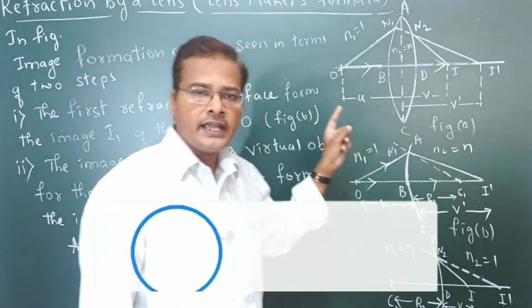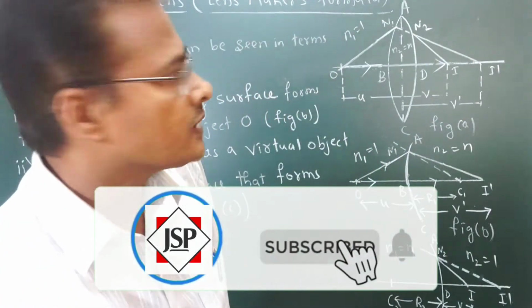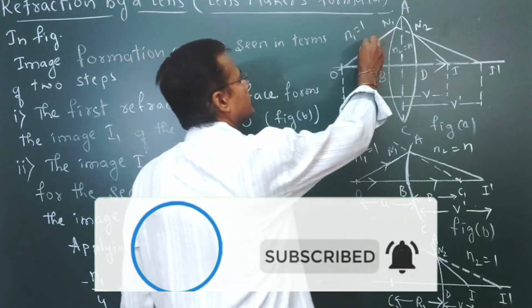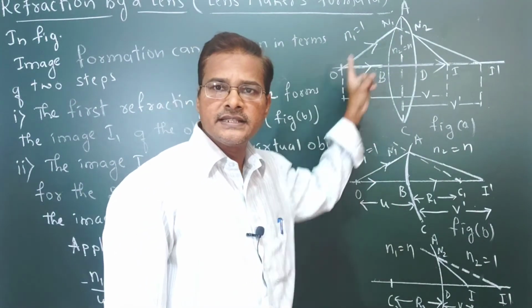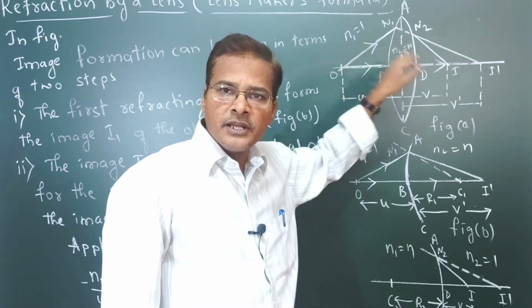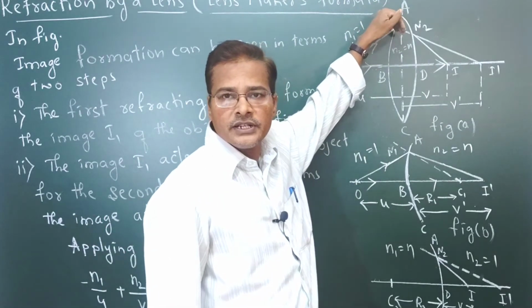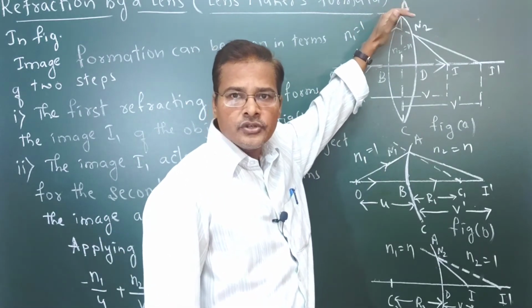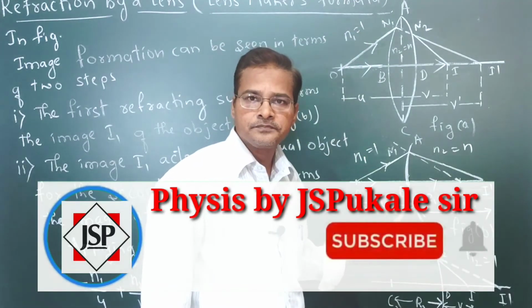Now we take another ray, O2N1, which is the incident ray. When it travels from the rarer medium to the denser medium, it will be bent towards the normal. Here it will be the normal. How exactly this happens, I am showing in figure B.